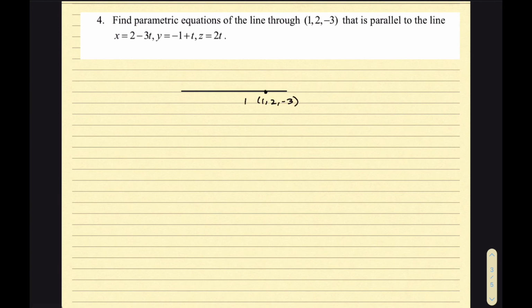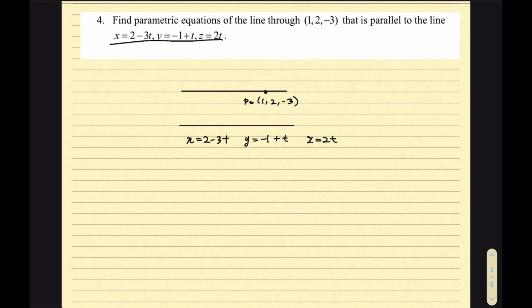So let's say this one is point P0. Okay, so now we want to find this line's equation, but it only gives us one parallel line. It does not give us a vector, but it gives us the equation of a line. The parametric equation of the line. You see, it gives the parametric equation x equal to 2 minus 3t, y equal to negative 1 plus t, z equal to 2t. So we want the vector, but it gives us the equation of the line. But from the equation of the line, can we get the vector of the line? We can get the vector of the line.